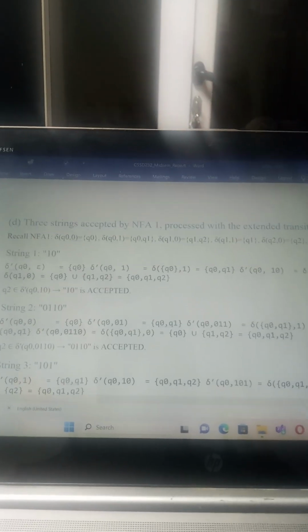See, the function is given in the string, so it has to accept 1 and 0. So Q0, and this is the empty set. You can see this is the function which was given in the NFA. So this is talking about part D, which says three strings accepted by the NFA, processed with the extended transition function. So this is also a question on its own.